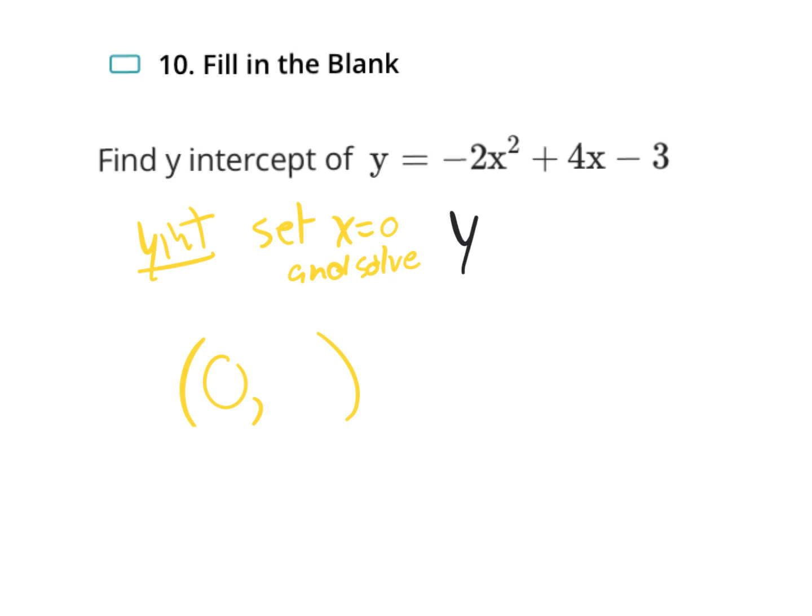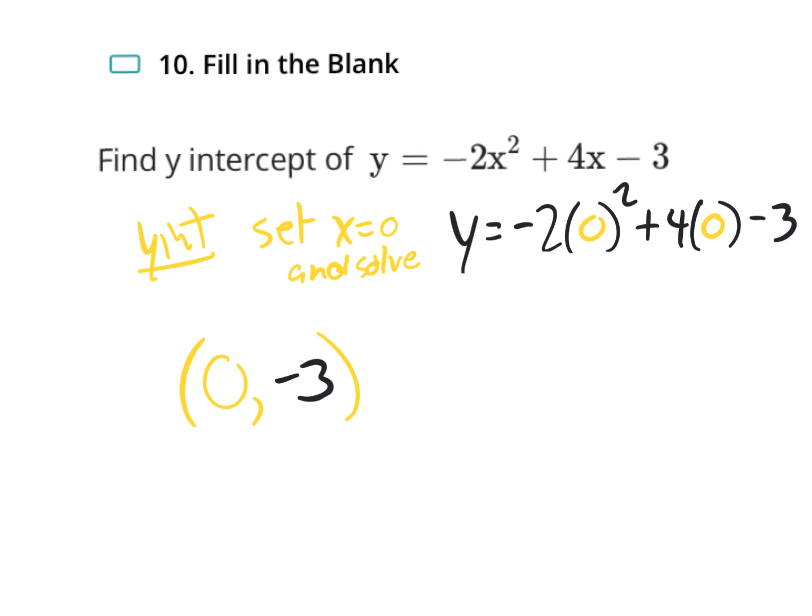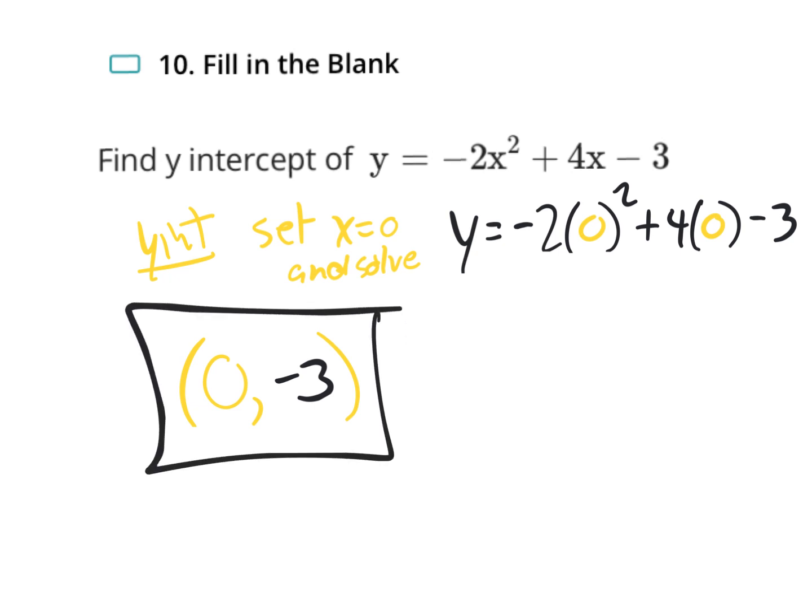You simply rewrite it: y equals negative 2x squared plus 4x minus 3, and plug in that 0 right in there. Technically, you don't even need to show any work, because you could do all this in your head. 0 squared is 0, negative 2 times 0 is 0, 4 times 0 is 0, 0 plus 0 is 0, 0 take away 3 is negative 3. So this is your y-intercept, right? 0 comma negative 3. On a standard form quadratic trinomial, it's always going to be 0 comma whatever the c value is. But for any equation, all you have to do is go through the process of setting x equal to 0 and solving.